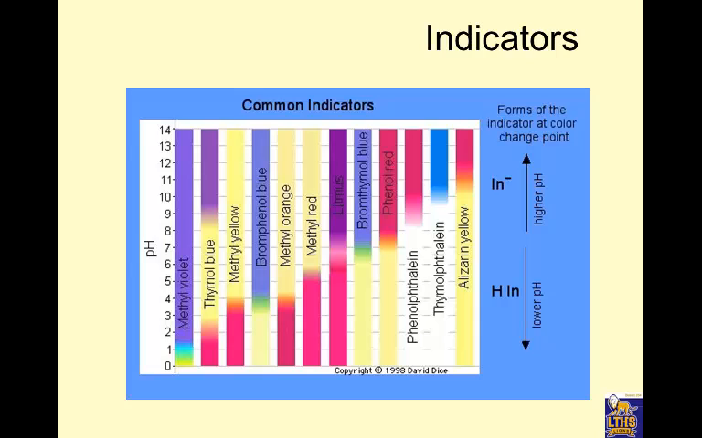There are a ton of different indicators. Look at this range of indicators and their beautiful colors. So here's litmus. Here's, that's not phenolphthalein. Here's phenolphthalein here. There's all these other indicators that'll help us decide the pH.